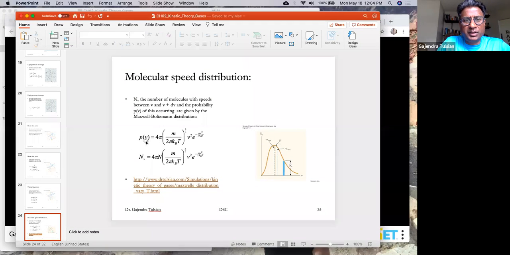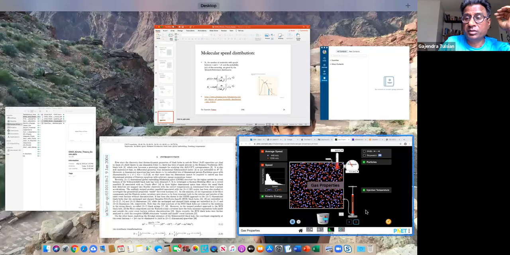So the probability that a molecule is going at that speed is given by this formula: 4π times (m / 2πkT) to the power 3/2, v² e to the power of minus mv²/2 divided by kT. Okay. So now let me just point out one important thing about this formula.